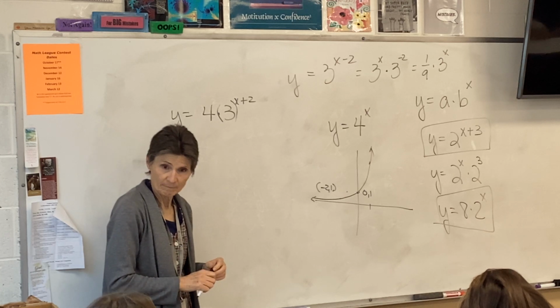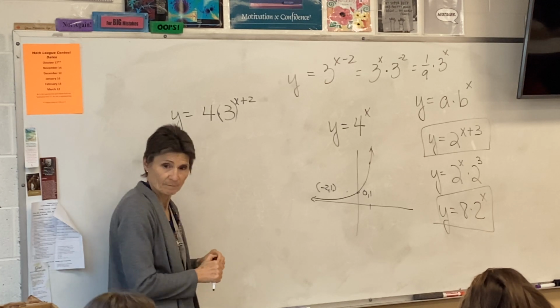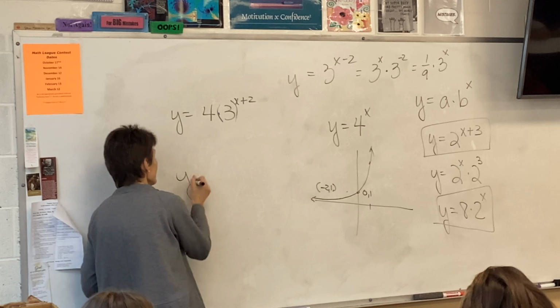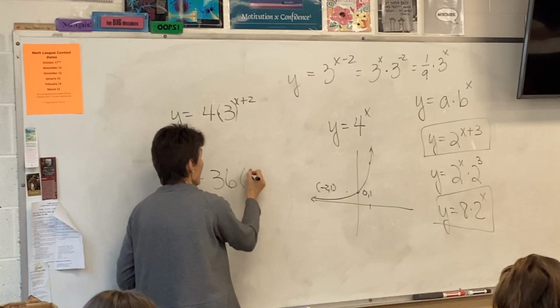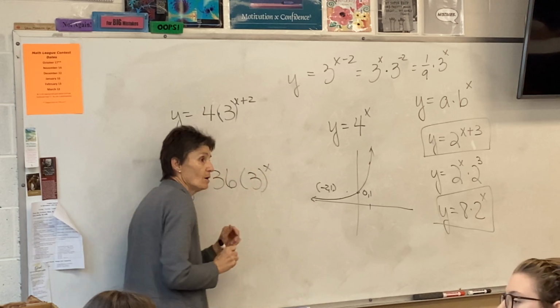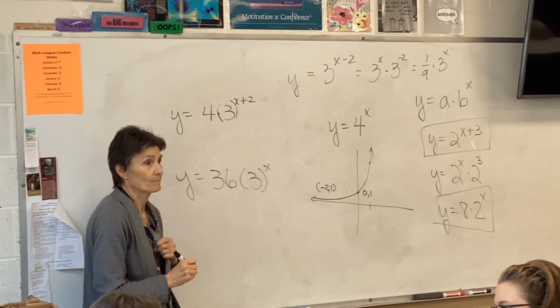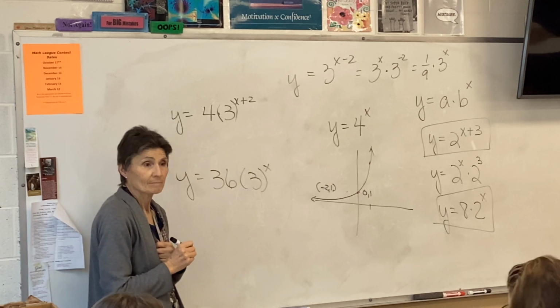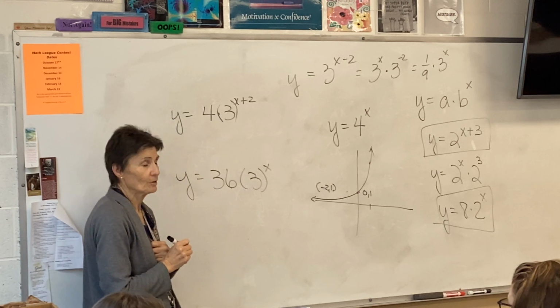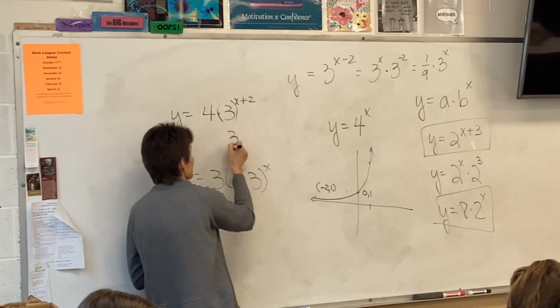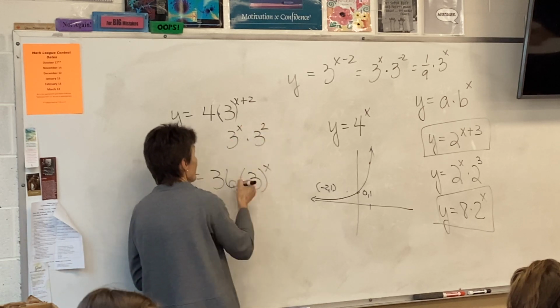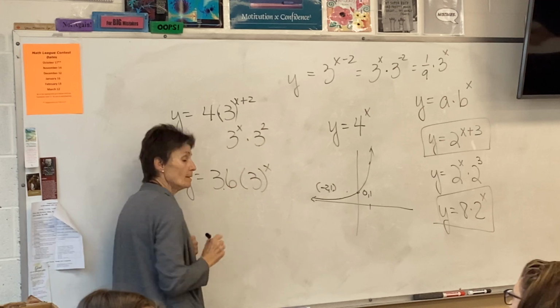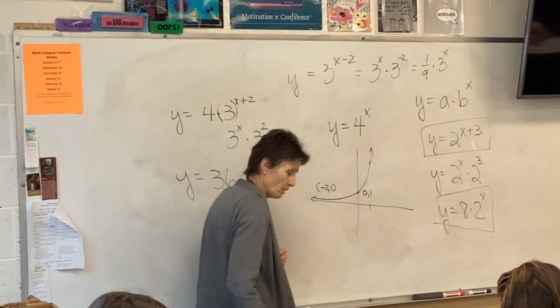Okay, what'd you come up with? Ava says it's 36 times 3 to the x. What do the rest of you think? I concur. Is she right? I think so. Yep, she sure is. Because this is 3 to the x times 3 squared, and that's 9 times 4. Beautiful, Ava. All right, flip it over.